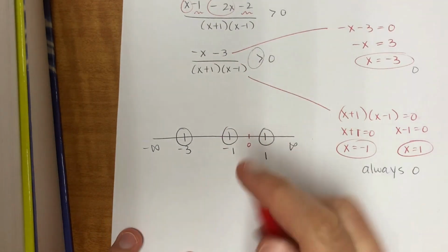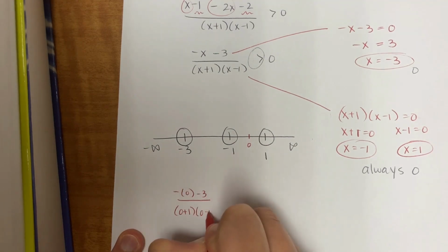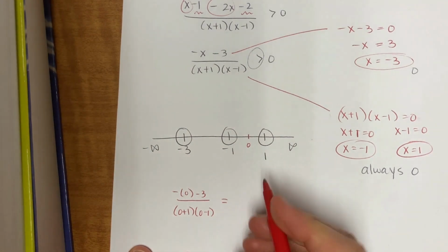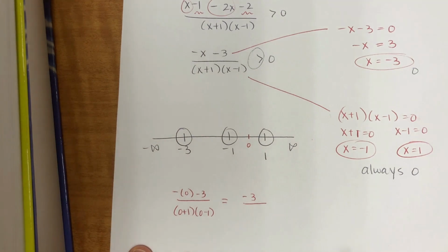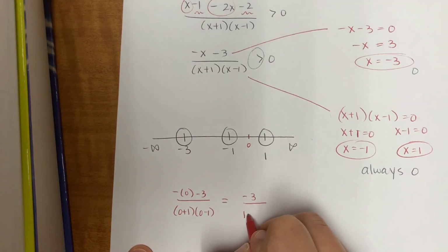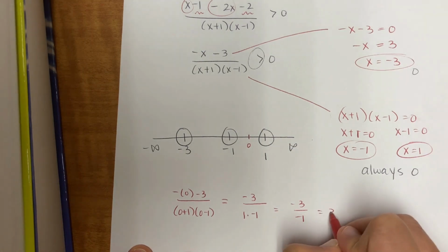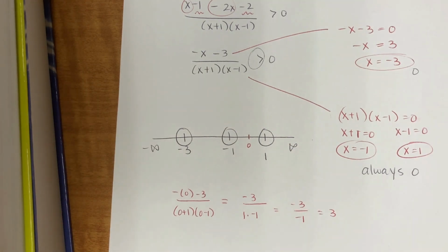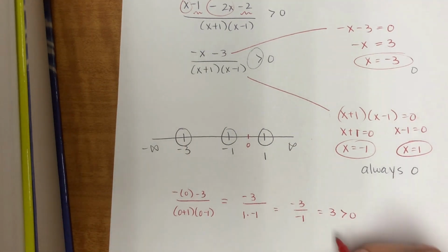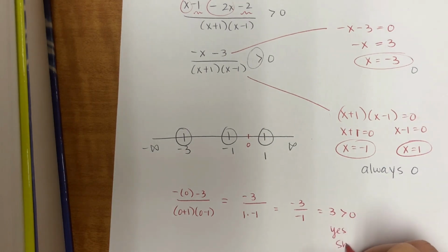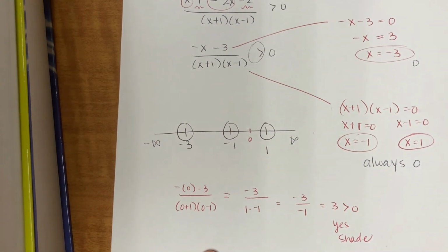So I'm going to sub in a 0. Simplify across the top. Simplify across the bottom. And then look at your overall fraction. 3, is 3 greater than 0? Yes, so I'm going to shade in that interval.